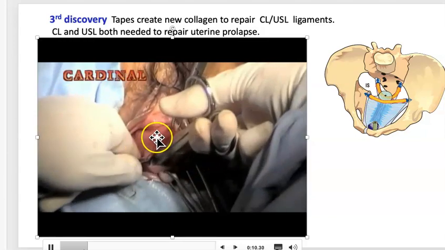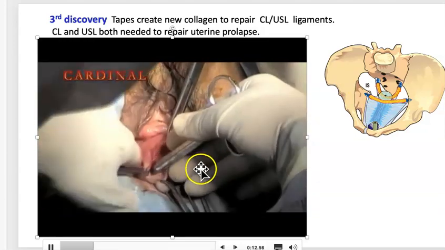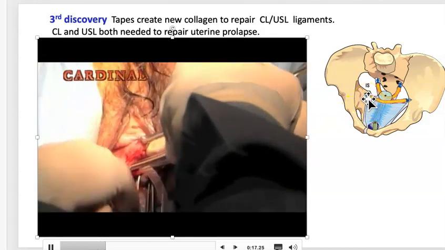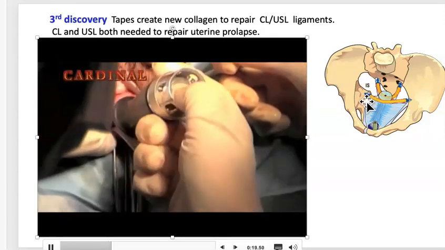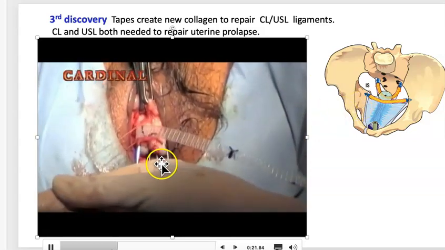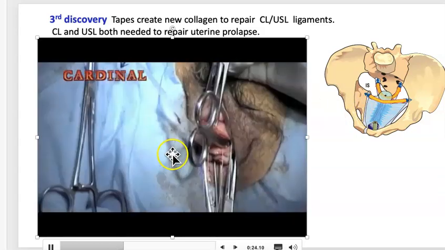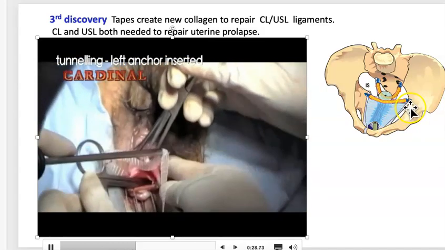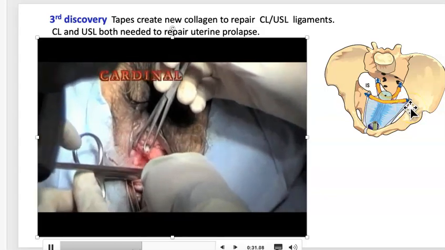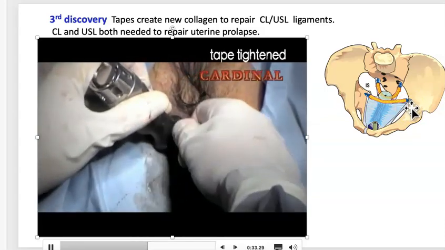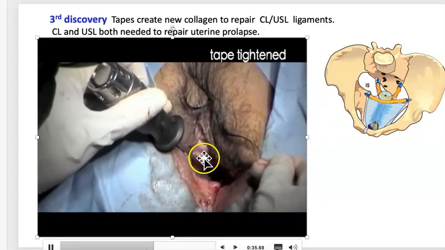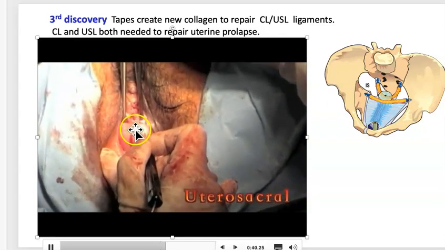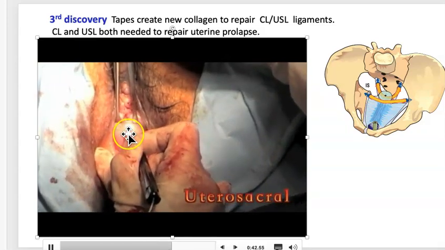There's a transverse incision, and she's going laterally just above the ischial spine. She's going to put a tape in there into the obturator fascia on the right side, and now a tunnel here, and on the same side, 2 centimeters above the ischial spine and forward, putting in the tape. It's like tacking it on, tightening it, and you'll see that already the prolapse has gone back. This is a posterior vaginal wall, 1 centimeter below the cervix, and the same thing.